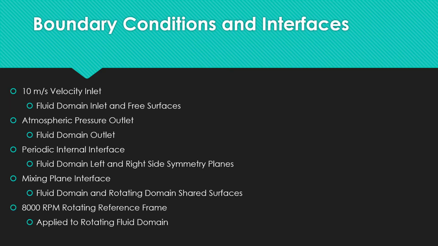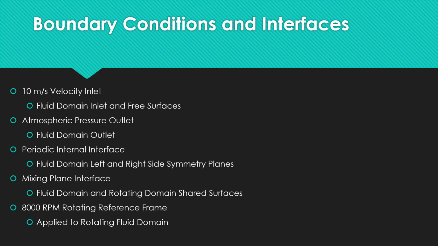Then, boundary conditions and interfaces were applied. The inlet and free surfaces of the fluid domain had a 10 meters per second velocity inlet boundary condition. The outlet of the fluid domain had an atmospheric pressure outlet defined. The left and right side symmetry planes of the fluid domain and rotating domain had a periodic internal interface applied, and this allowed for the rotation to be periodic and not just both ways. Where the inner surfaces met the outer surfaces between the fluid and rotating domain, mixing plane interfaces were also applied.